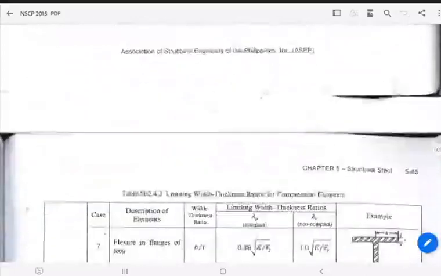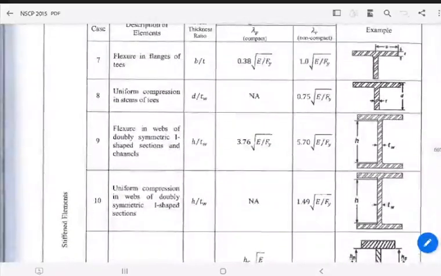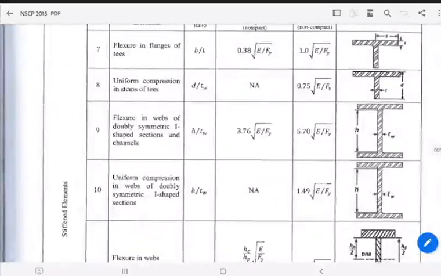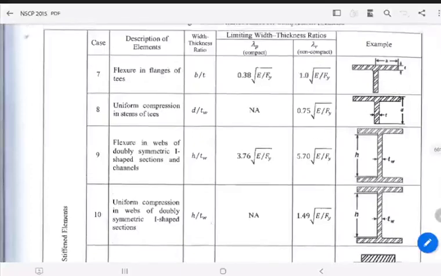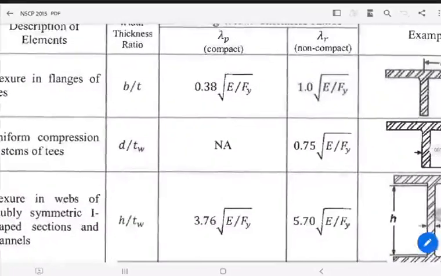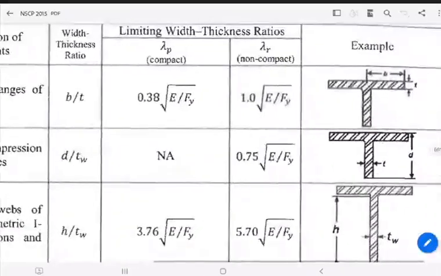Since the web is stiffened, we have this consideration. Okay. Lecture number 9. Tama ba? Compression in webs of doubly symmetric I-shaped sections and channels. Since it is doubly symmetric, ibig sabihin, it is symmetric along the x and y direction. Okay. Our width to thickness ratio is h all over t sub w. Yung h, in-explain ko na kanina kung paano hanapin. Okay. And for lambda p, we have 3.76 square root of E all over Fy. And for lambda r, we have 5.7 square root of E all over Fy.